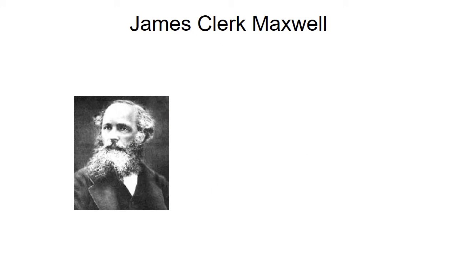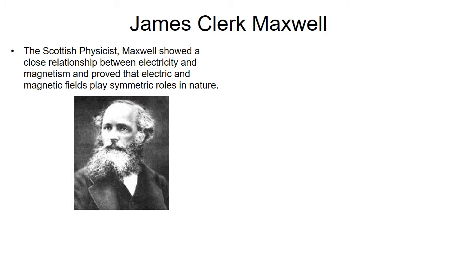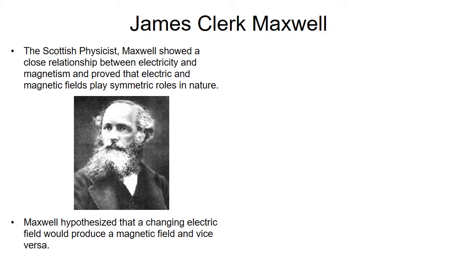Then along came a Scottish physicist named James Clerk Maxwell, and he showed there was actually a relationship between electricity and magnetism. In fact, they're pretty much different sides of the same coin. They have a certain symmetrical relationship with each other. He said if you change an electric field, you should be able to produce a magnetic field and vice versa. So that's what was happening in Ørsted's work. The electrical current was producing a magnetic field around the wire.